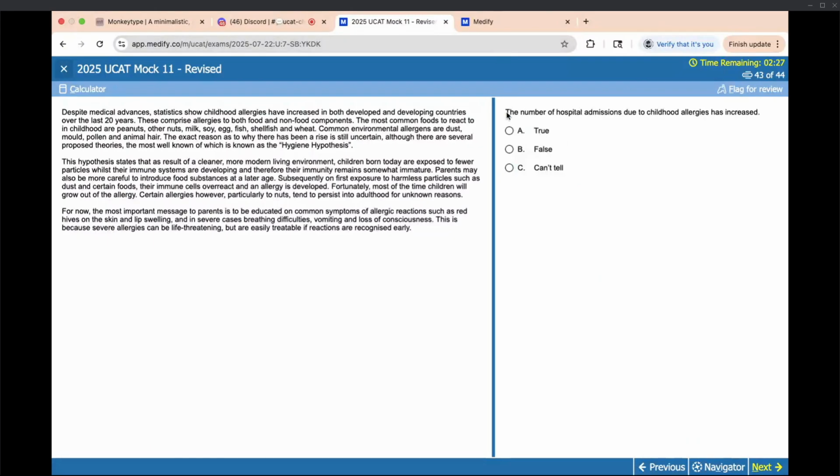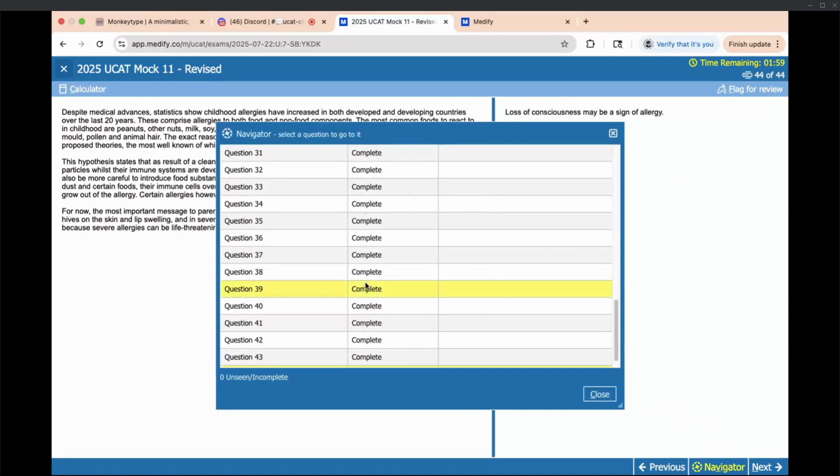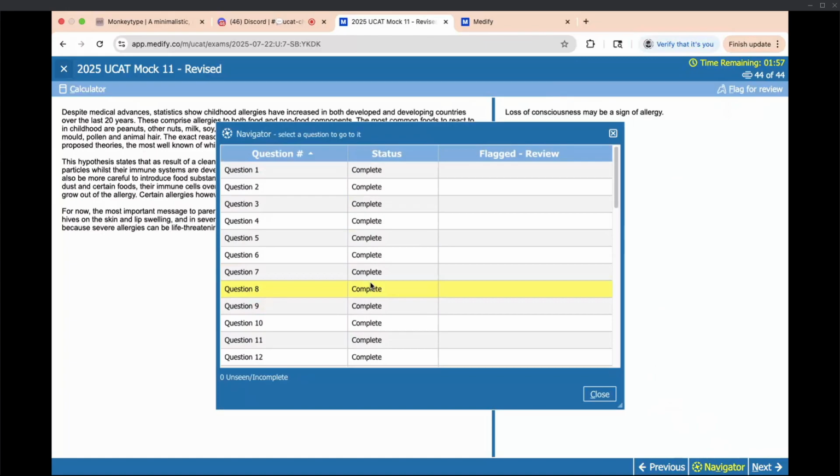Allergies has increased. I can't tell. We don't know. It's not compared. No child have increased, but we don't know about hospital admissions. I'd say can't tell. Loss of consciousness may be a sign of allergy. That's fair. And loss of consciousness. So that was pretty chill.